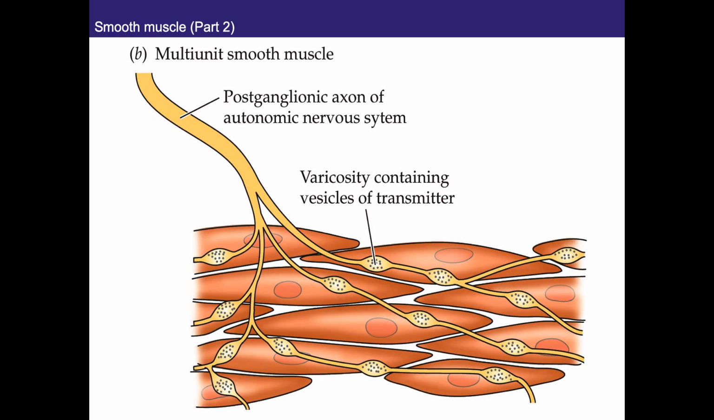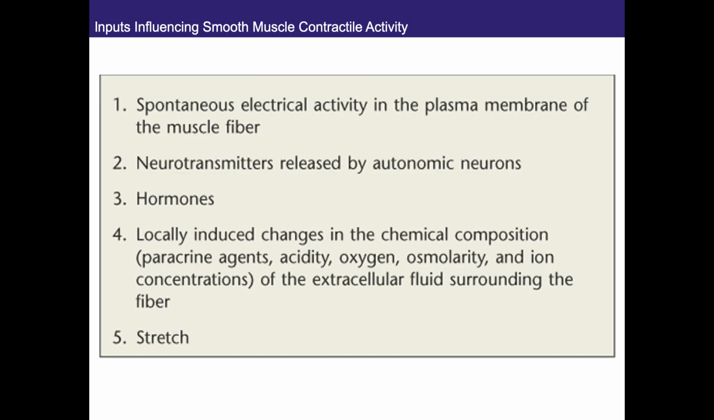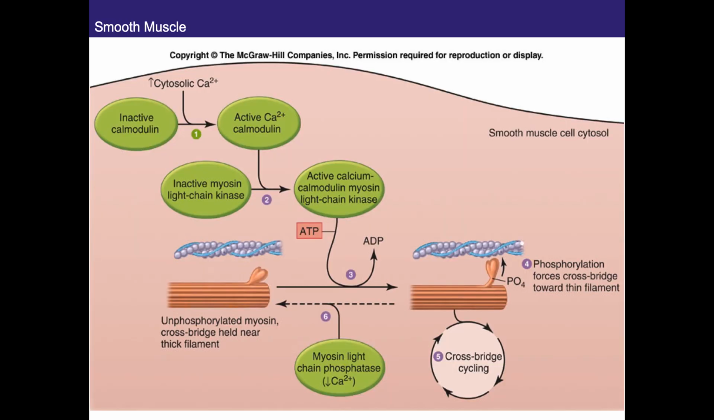Multi-unit is the opposite. It actually doesn't have gap junctions. So only this motor unit is going to contract, not all of the other motor units will. So this is a multi-unit smooth muscle organization. All right, that's it for smooth muscle. It's a lot of information, but this is probably the one that I really want you to study. This is what's happening within the smooth muscle cell.